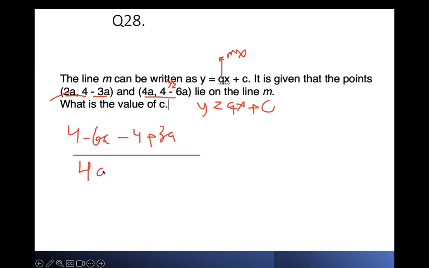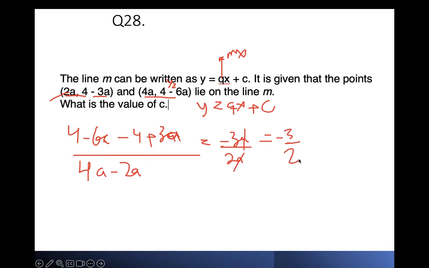Over x2 minus x1, 4a minus 2a. This will give you what? On top, you have 4 minus 4, 0, minus 6a plus 3a, which is minus 3a. The bottom is going to give me 2a. The a cancels a, and therefore our gradient is negative 3 over 2. That's your first step.